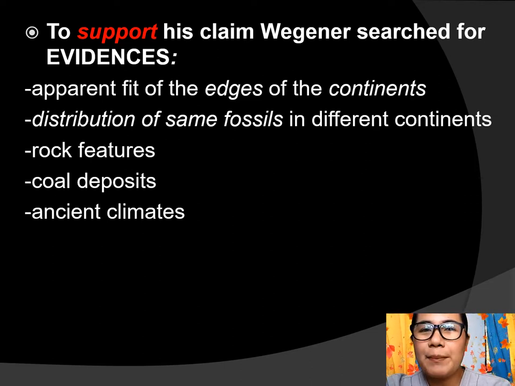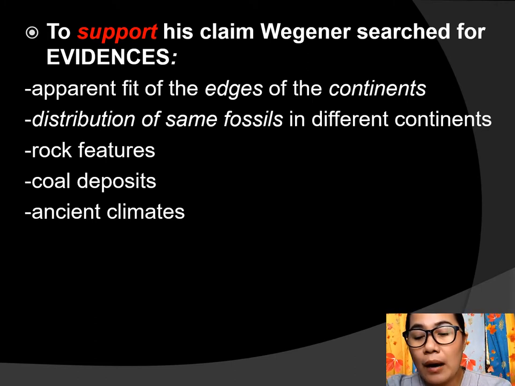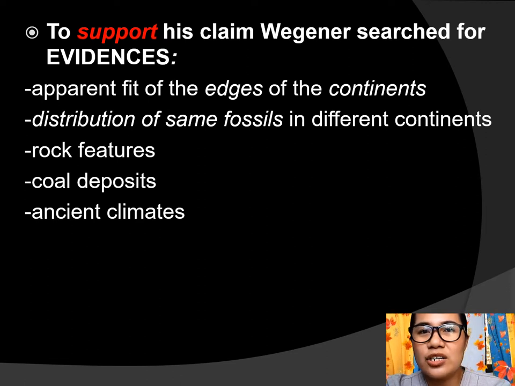Una, the apparent fit of the edges of the continent. Niana siya nga bisag grade 1 nga bata makakita agay sa mapa sa world karon makakuan siya nga ang pagka jagged sa edges sa North America mura siya og kung itapad siya sa edge ni Asia ani sumpay niya to the other side ni Europe sumpay siya si South America o si Africa, maragin sila perfect fit.